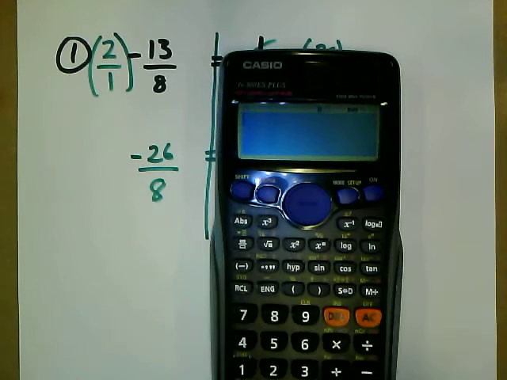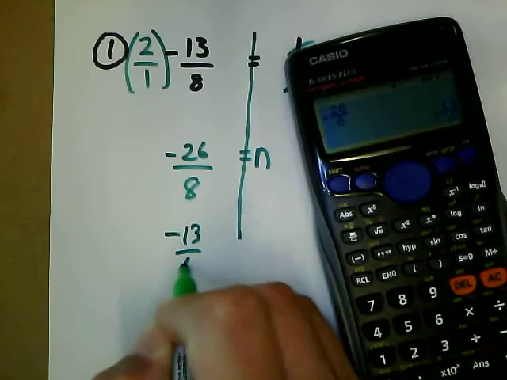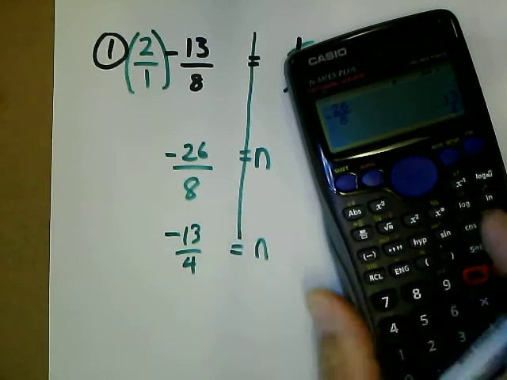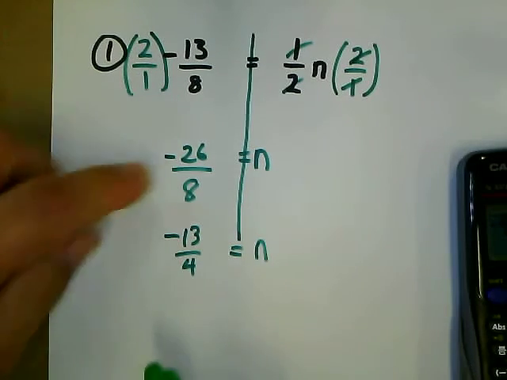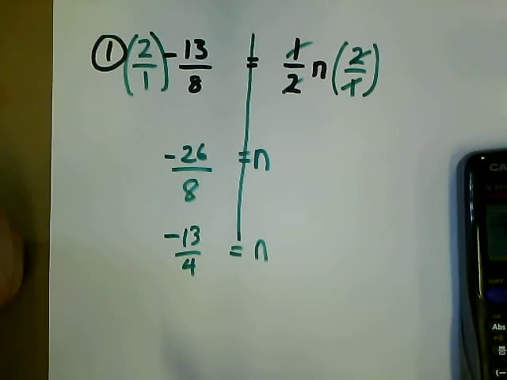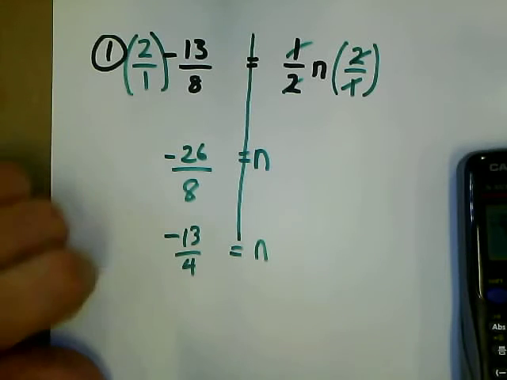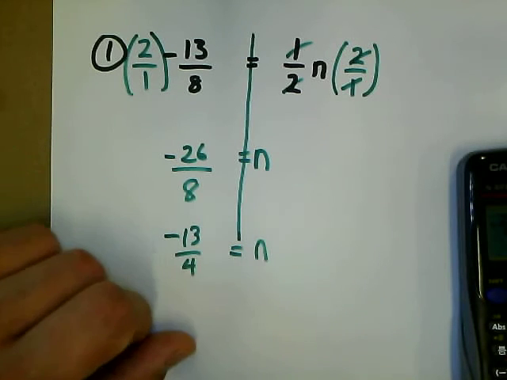So here, if you do this, you're going to do the negative 26. We can use the fraction button and 8 and hit equals, and it's going to give us negative 13 over 4. Try to reduce it. If you know both of these are even, 26 is an even number, 8 is an even number, you can at least divide it by 2 until you don't get an even number. See how 13 is not an even number, 4 is. If you can get it reduced at least that far, that's good.